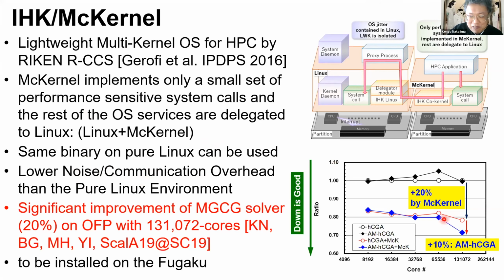This is the effect of the Linux-only case and the MC kernel case. We achieved a significant improvement of the MGCG solver by 20% on Oakforest-PACS with 131,000 cores, which corresponds to 2,048 nodes. We presented this at the SC19 workshop. Here we are also applying this MC kernel in this work.